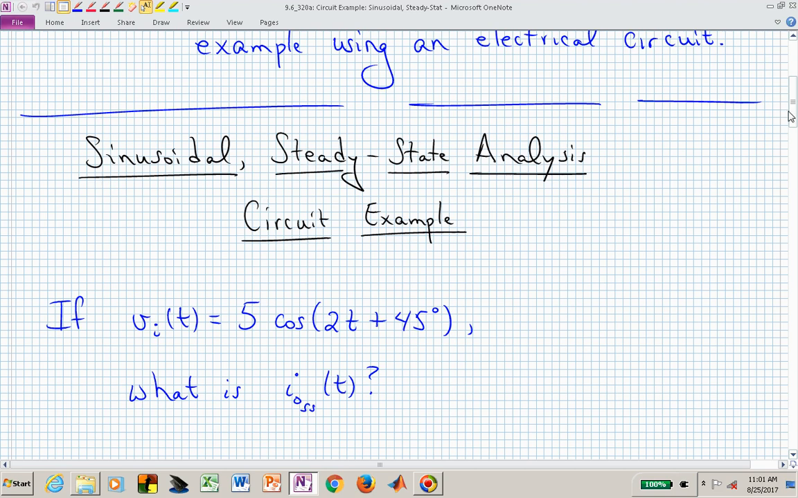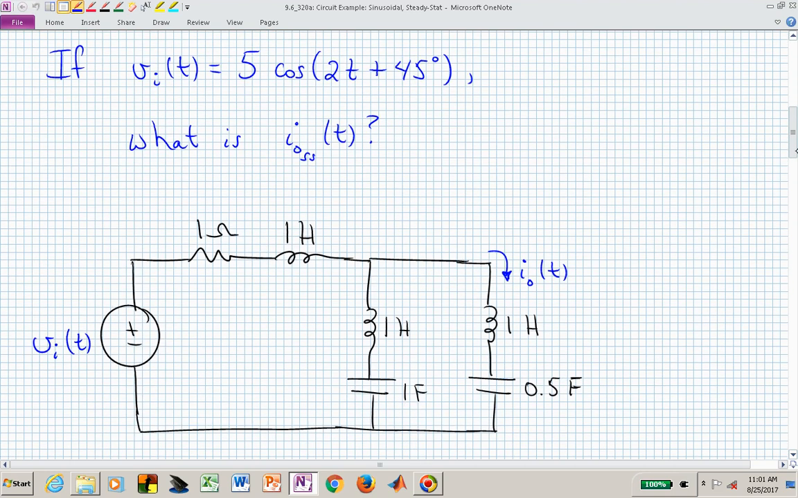In this circuit, we will excite it with a signal 5 cosine 2t plus 45 degrees. We want to know what is the sinusoidal steady state output current, where the output current is the current in the rightmost branch of this RLC circuit. We have quite a few energy storage devices: 3 inductors and 2 capacitors, so 5 energy storage devices.